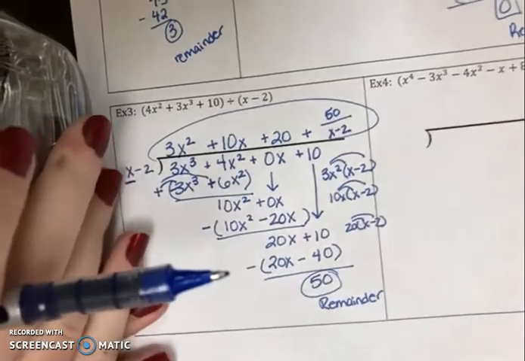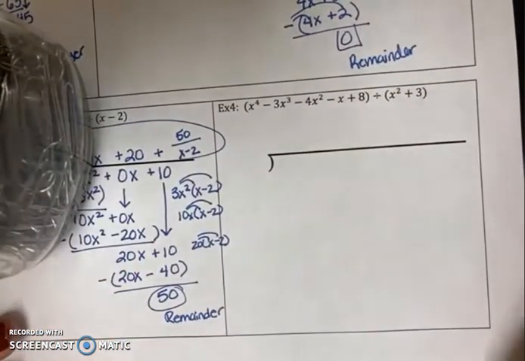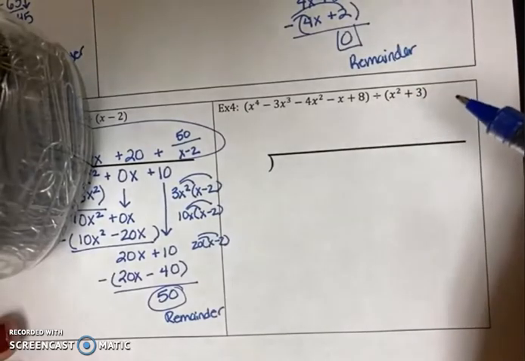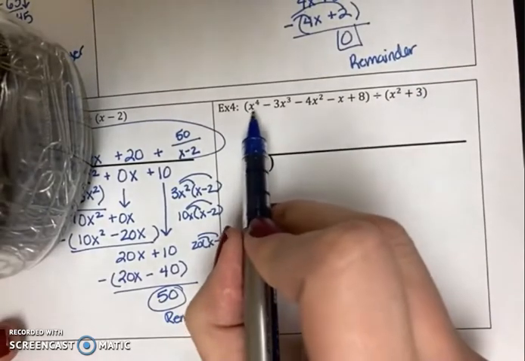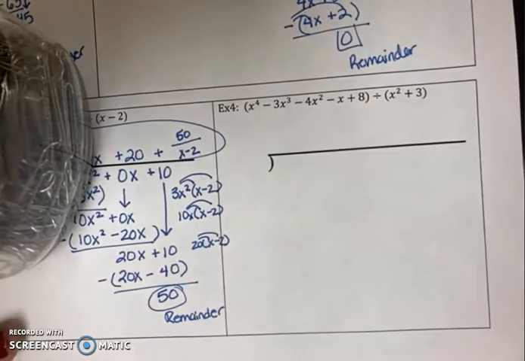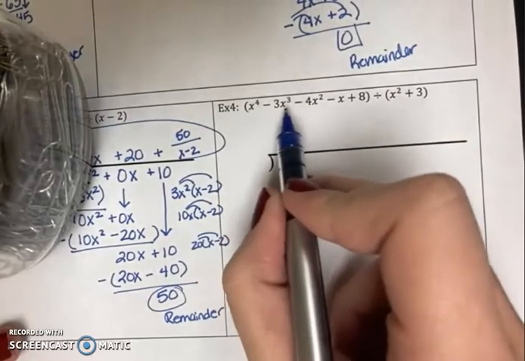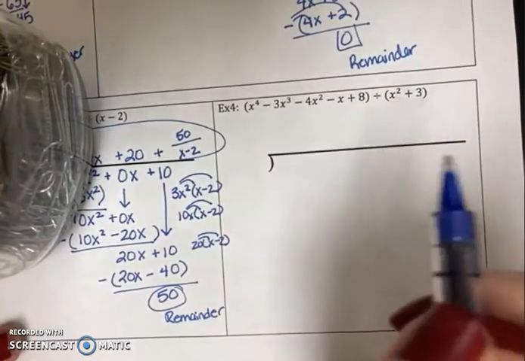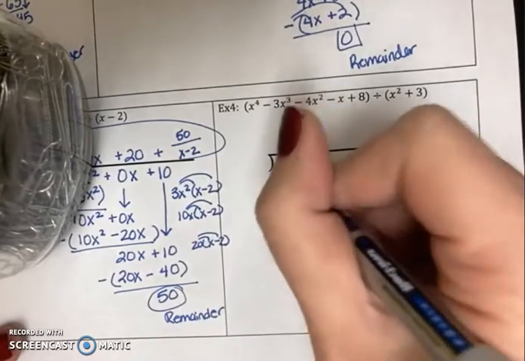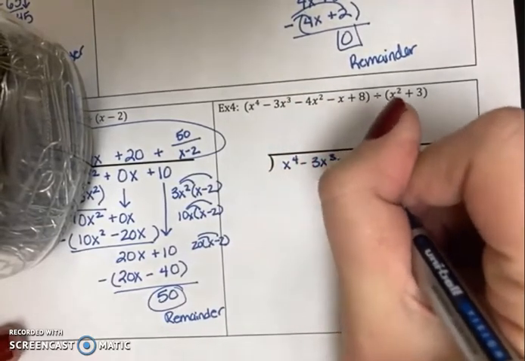Let's try it again. Example 4. We have to make sure that we write it in standard form. So 4th power, 3rd, 2, 1, and then a constant. So it is written in standard form. I have no gaps. I have a 4th, 3rd, 2nd, 1st, 0. So no placeholders are necessary. Just going to go ahead and rewrite it.